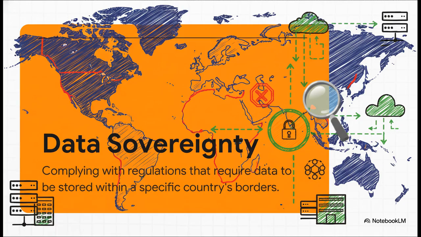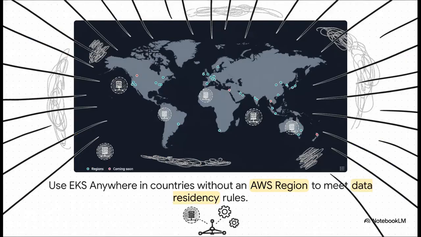Data sovereignty? This is a huge one. For a lot of global companies, it's not even a choice, it's the law. If regulations say your customer's data absolutely cannot leave a certain country, and AWS doesn't happen to have a data center there, you've got to have a solution that lets you run on premises, but still use all those same great cloud-native tools. And this map really puts it into perspective.